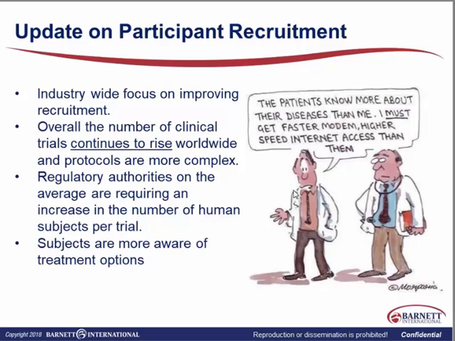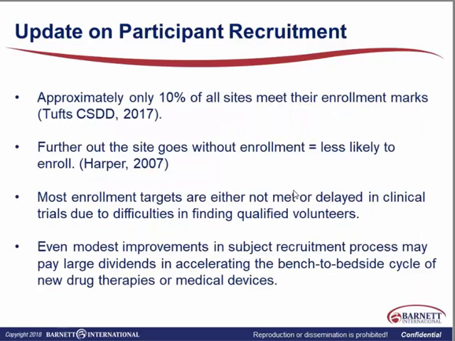So again, overall, the number of clinical trials continues to rise. We know that we have fewer investigators, but more trials, and they're much more complex than they used to be, making it much harder to get patients in and recruit them for these studies. So approximately only 10% of all sites meet their enrollment marks. This comes out of a Tufts Center Watch study, actually. So 10% of all sites meet their enrollment marks. That's pretty low. It used to be actually even a little bit lower. I think it was like 7% in the past.